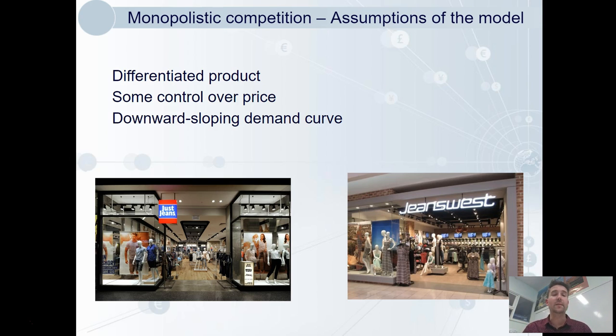So in summary, it's called monopolistic competition because they do have that degree of monopoly power due to the downward sloping demand curve, and competition because there are so many firms. There's lots of competition. All right, make sure you understand this before you come to class.